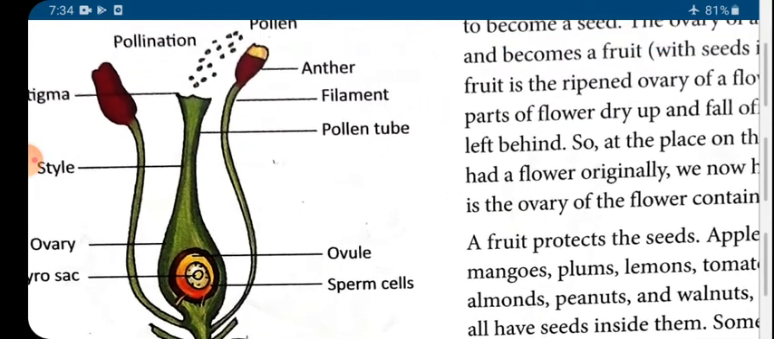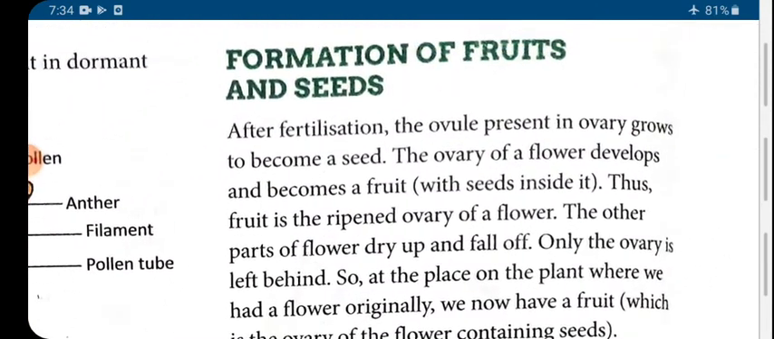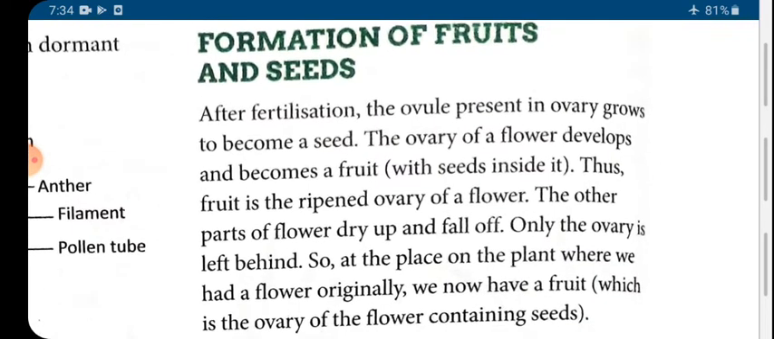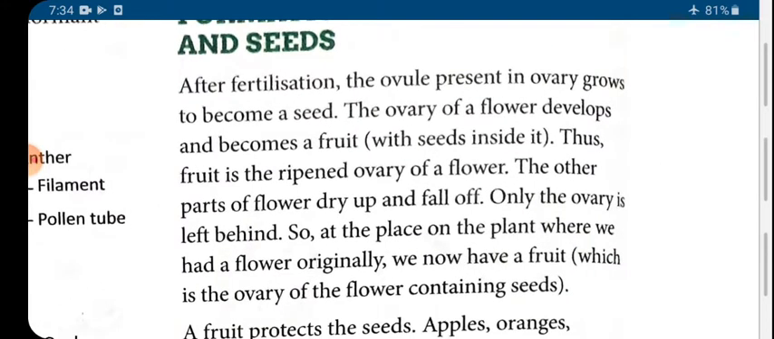Now we will talk about formation of fruits and seeds. After fertilization, means after fusion of male and female gamete to form the third cell, zygote, what happens after it? The ovule present in the ovary grows to become a seed. The ovules that are present in the ovary become seeds.